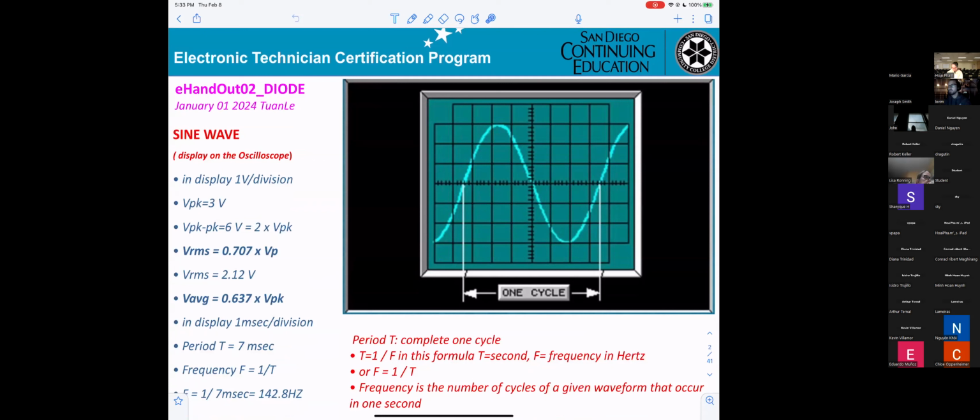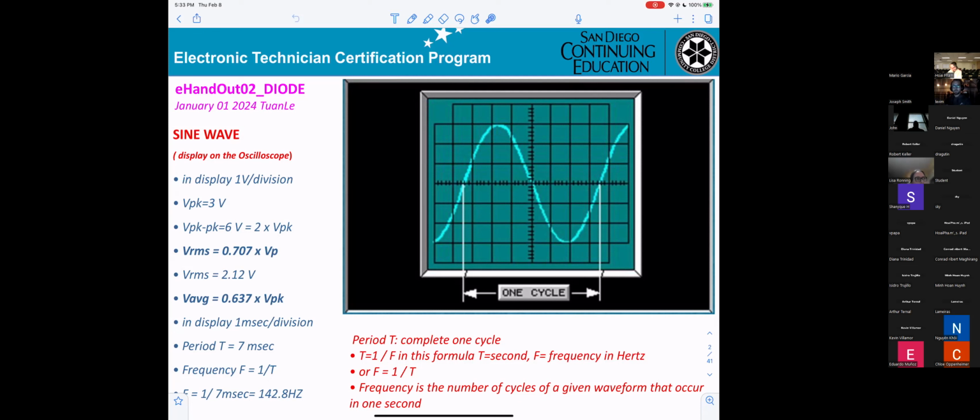Now, this one basically, you guys will be seeing very soon. You have to look into the oscilloscope. This is a display of an oscilloscope. Going up or down is for the voltage. Going to the left or to the right is for the period. That is the time domain.